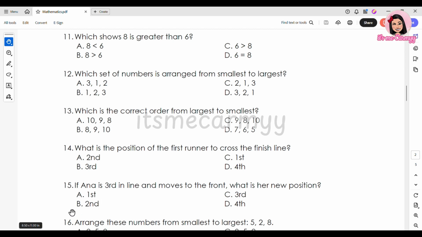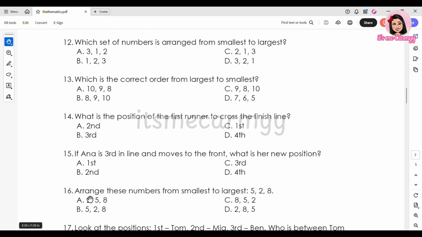15. If Anna is third in line and moves to the front, what is her new position? A. First. B. Second. C. Third. D. Fourth. 5, 4, 3, 2, 1. The correct answer is letter A. First.